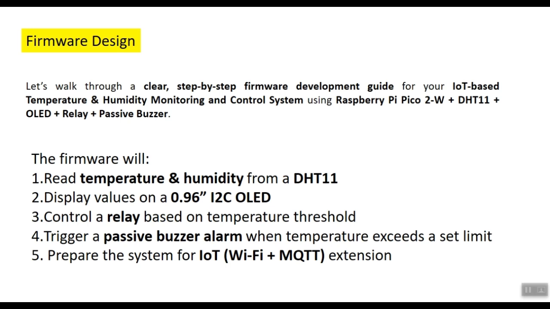In this video, I'll be showing you how to develop your firmware for your IoT-based temperature and humidity monitoring and control system using the Raspberry Pi Pico-W, a DHT11 sensor, the OLED, the relay, and the passive buzzer. The firmware will read temperature and humidity from a DHT11, display the values on the OLED, control a relay based on a temperature threshold, and trigger a passive buzzer alarm when temperature exceeds a set limit. And later on, we will implement the IoT aspect.